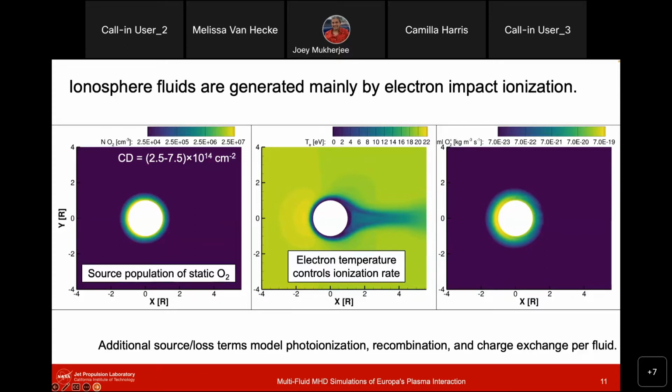And then in the center, we have the electron temperature. The electron temperature is calculated self-consistently as we develop the solution for these different ions in the simulation. If we take that source population of static molecular oxygen and the electron temperature and the electron density in the model, from there, that's how we calculate the mass loading rate to each of these different ion fluids. So that's kind of what I mean by everything goes through the electrons, because the different plasmas modify, for example, the electron density, and then that electron density goes back into these mass loading terms that then populate the ionosphere.